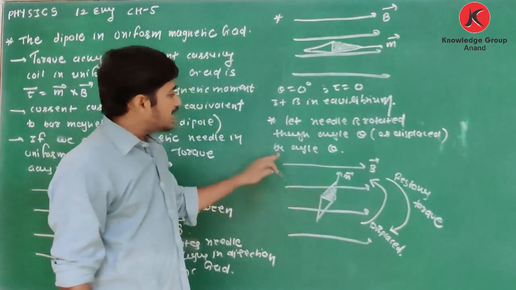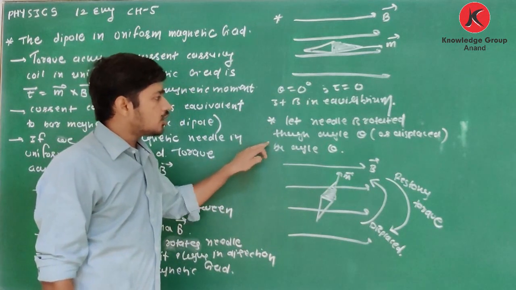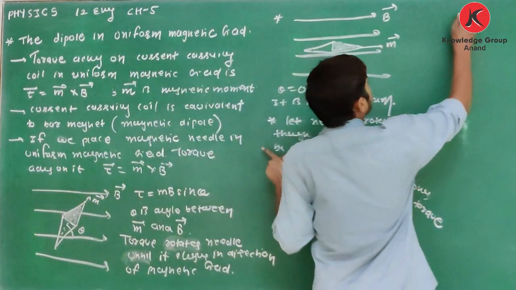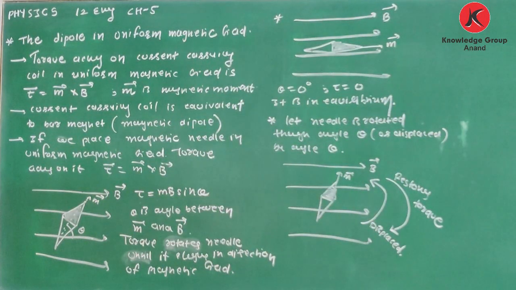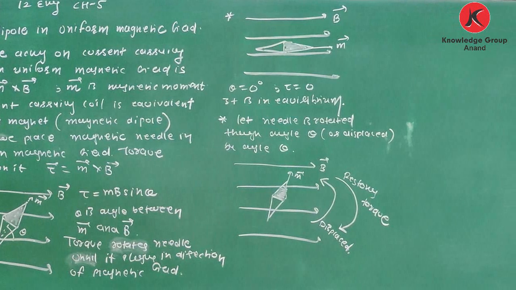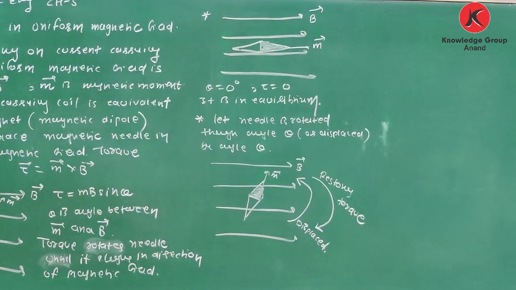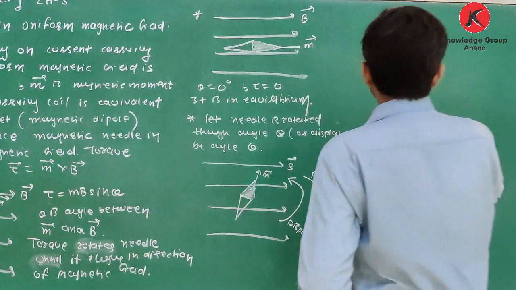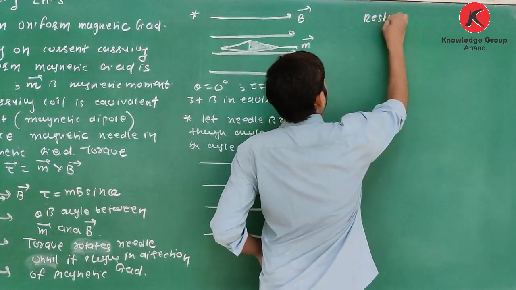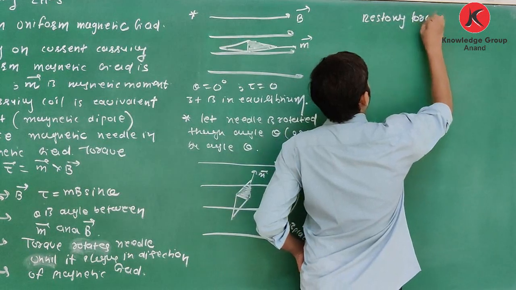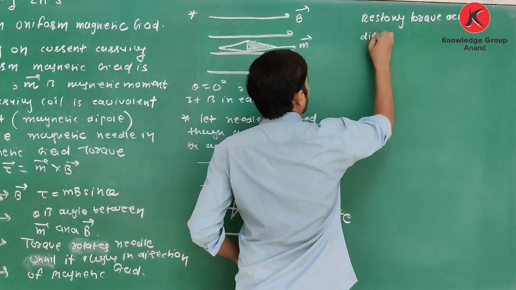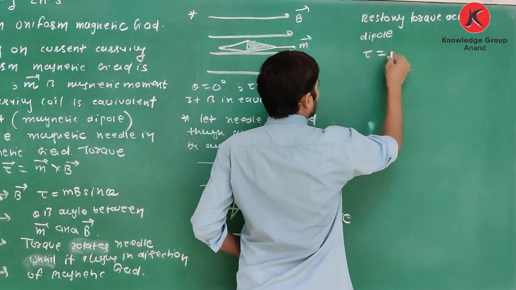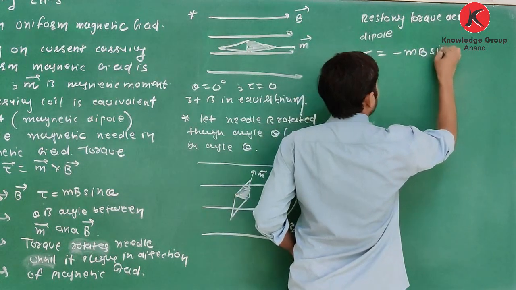So when you displace, that needle is rotated through angle theta, or displaced by angle theta, and a restoring torque acts on the dipole. How to write the restoring torque acting on the dipole? Yes, here it is: tau is equal to minus mB sin theta.